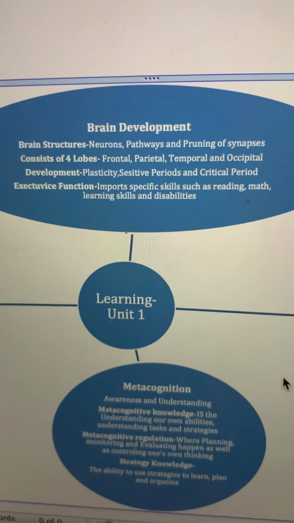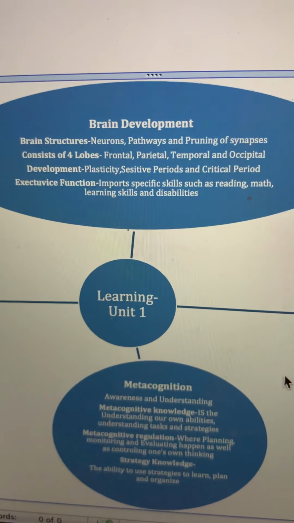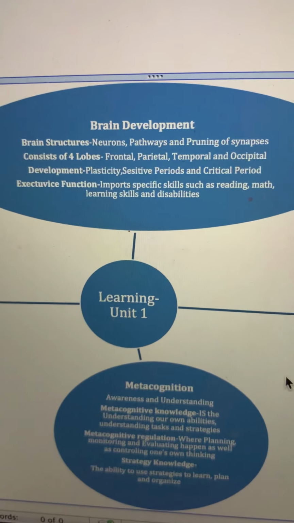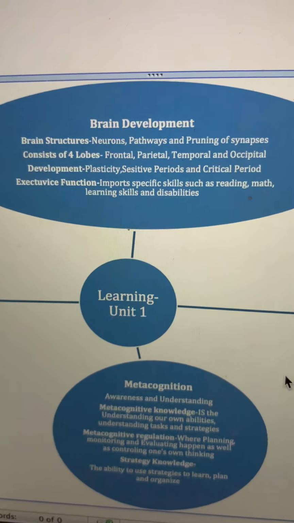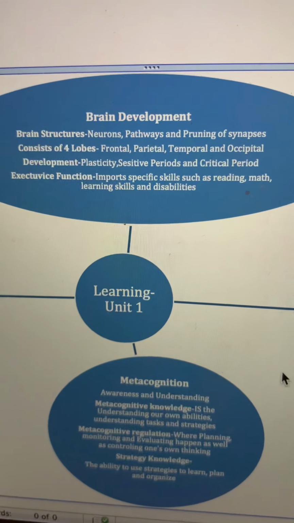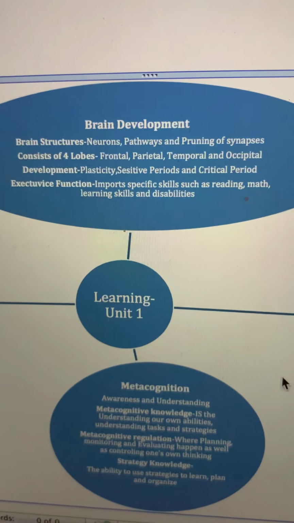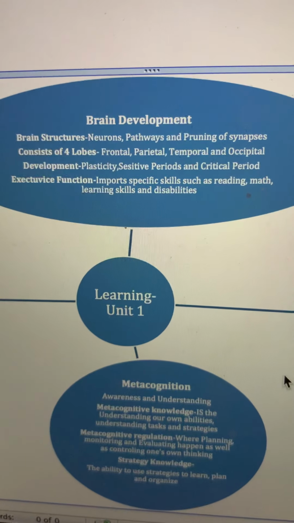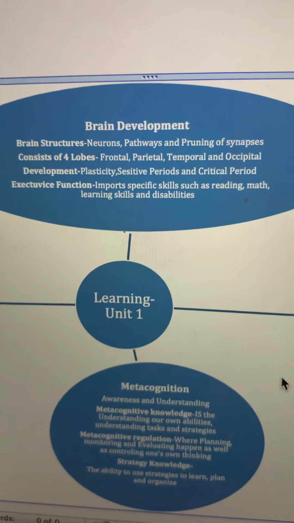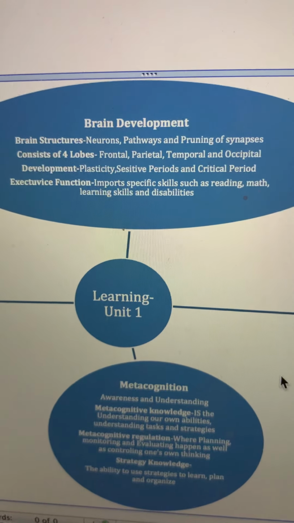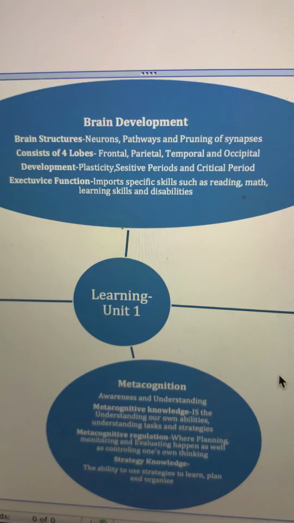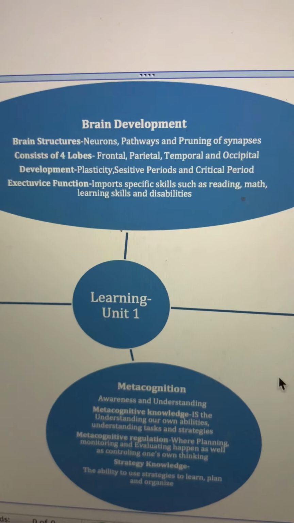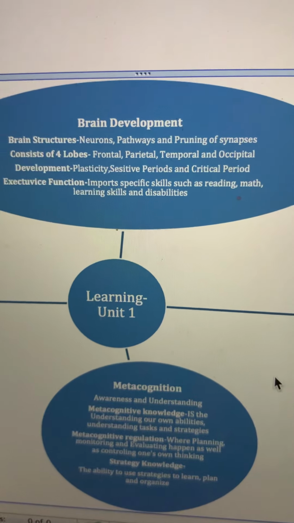The brain has sensitive periods and critical periods, which is very important in learning. The book gave the example of language learning and how there's many important periods during that, such as the sensitive periods and the critical periods. During this module, we also discussed executive function, which is the import of specific skills such as reading, math skills, learning skills, and disabilities, such as reading and math disabilities.